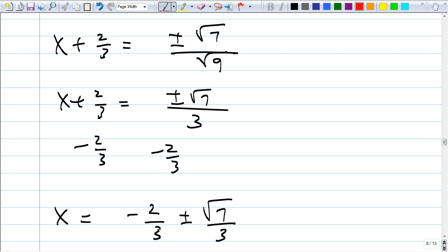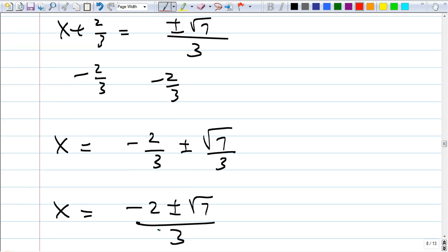What if I didn't have a common denominator? Then you use the LCD and make it into a common denominator. And how many people got this as the answer? x equals negative 2 plus or minus square root of 7 over 3. And how many numbers does this represent? 2. So, somebody tell me, what's the smaller one?